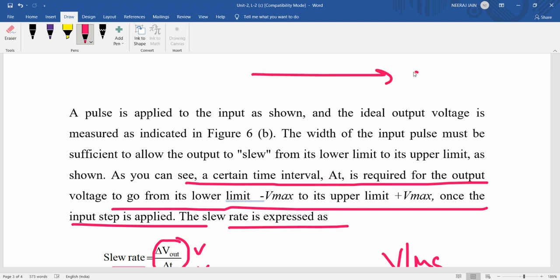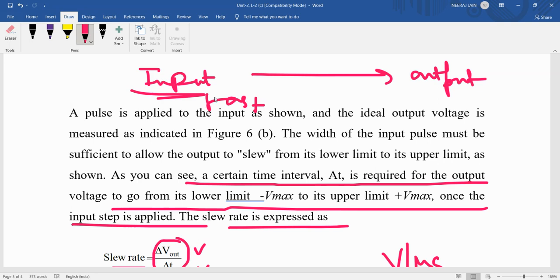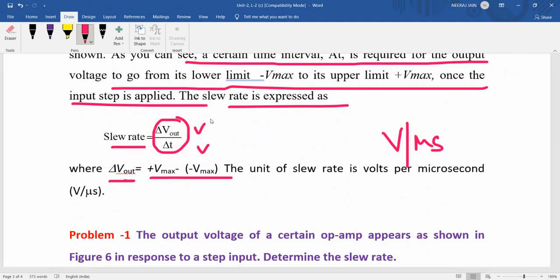If the output does not follow the change in input properly, suppose the change in input is very fast and the change in output is slow, so it cannot follow the input, then the slew rate will not be proper.